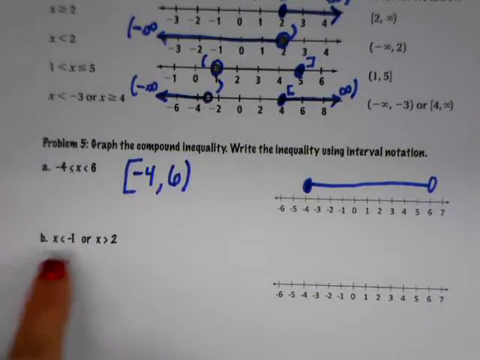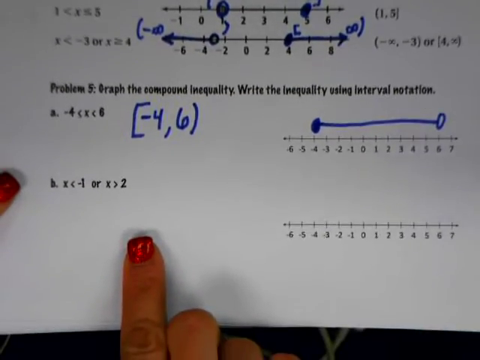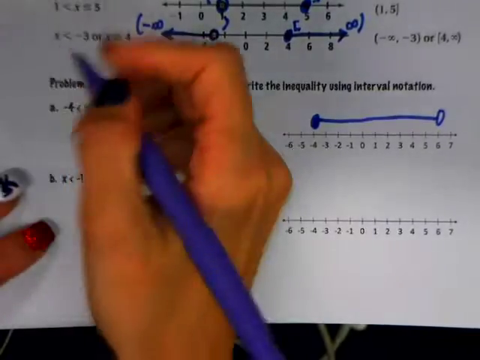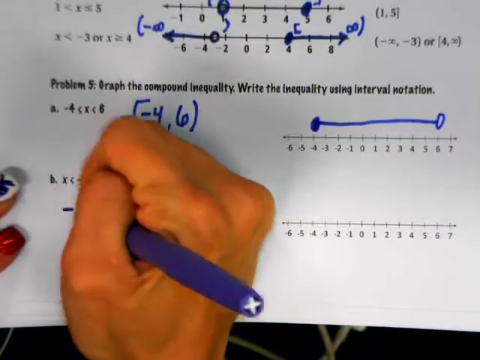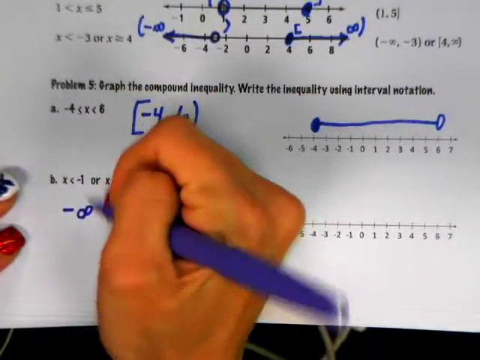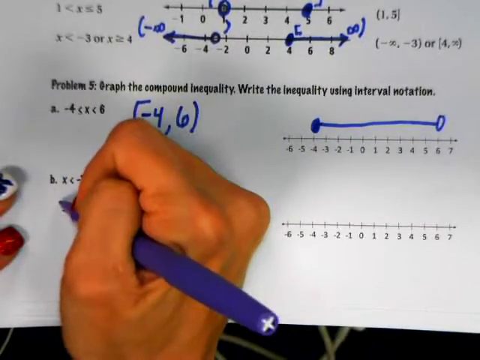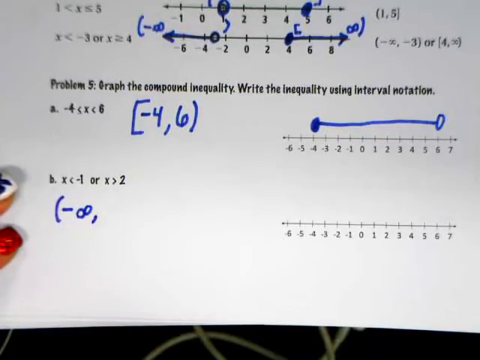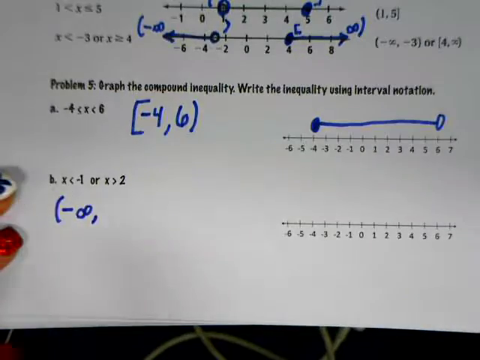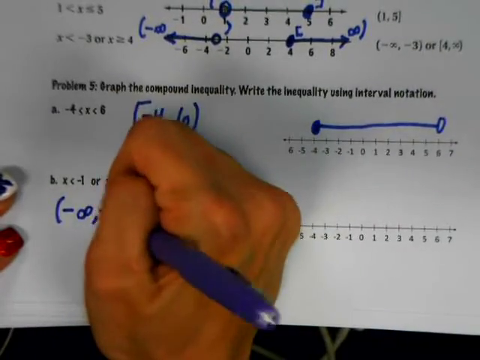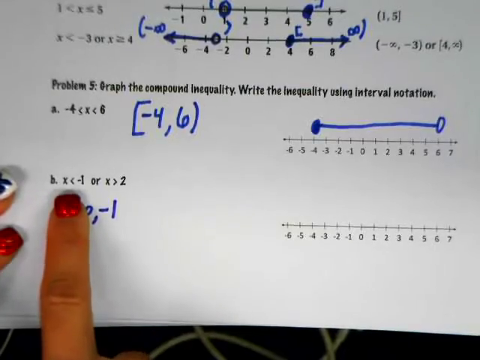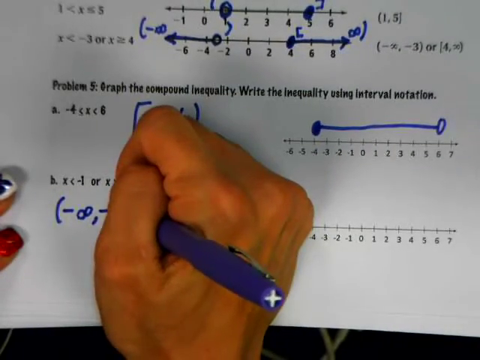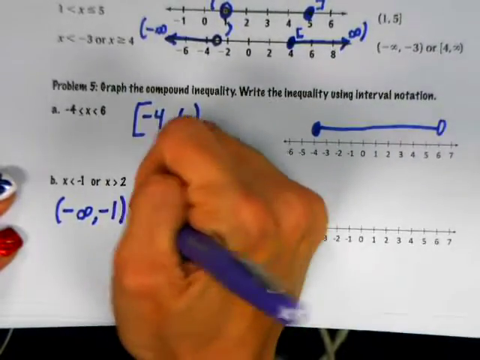So for this one, the arrow's going to the left to start. So you'll start with negative infinity. And that one always gets a what? Parenthesis, yep. And then where is that one stopping? Where's my first dot at? -1, yep. And since that's not equal to, what would I use? Parenthesis, yep. Then put the word or.